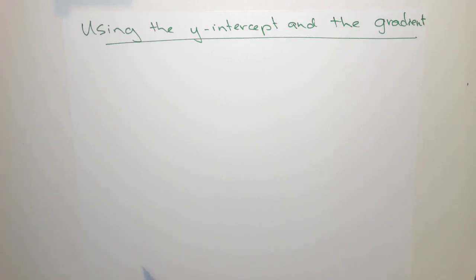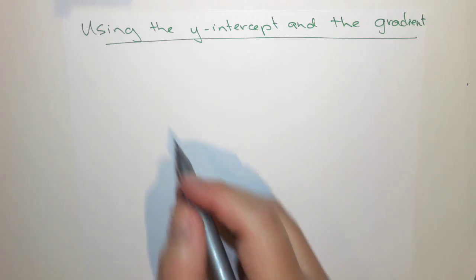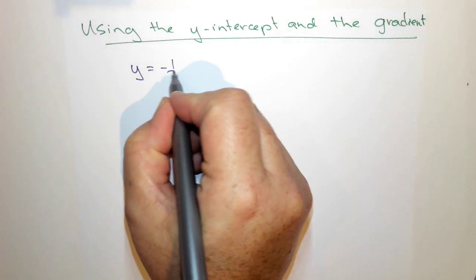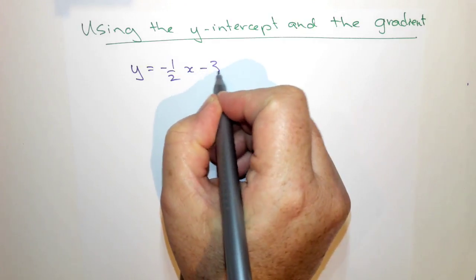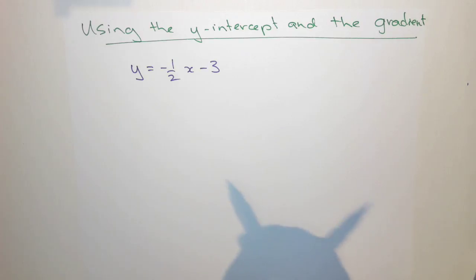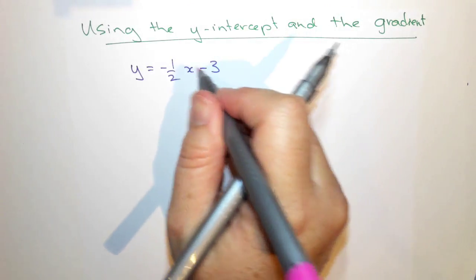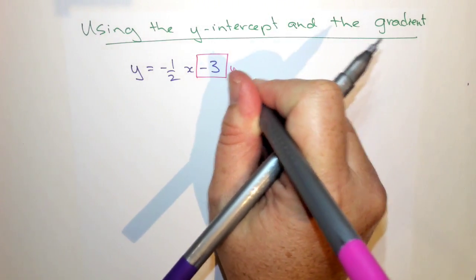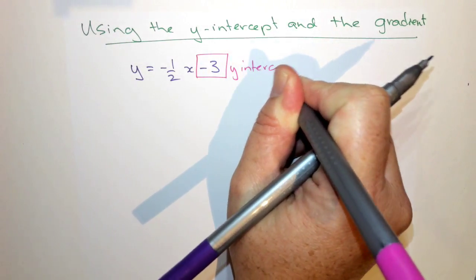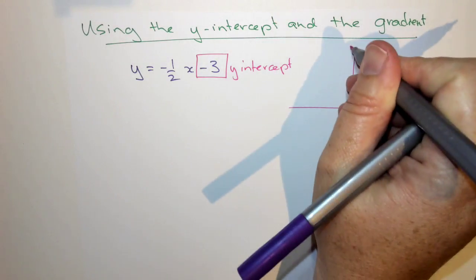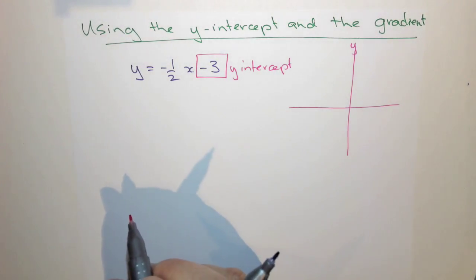Let's look at how we can draw a straight line graph just using the y-intercept and gradient. So say we had our equation y = -1/2 x - 3. Well, let's first of all go back and identify what the different parts are. So the number by itself, that is your y-intercept. Okay, so that y-intercept tells us where it is going to cut through our y-axis.